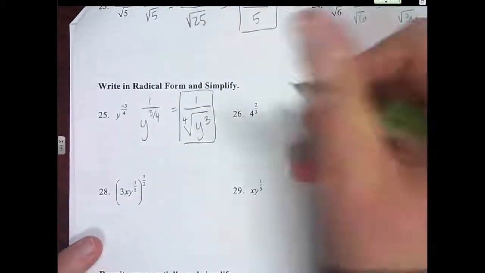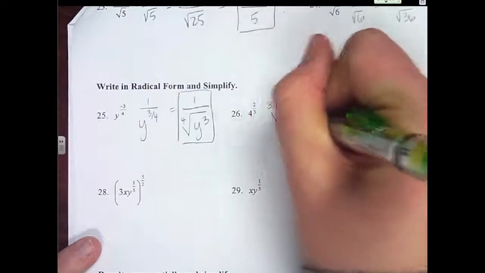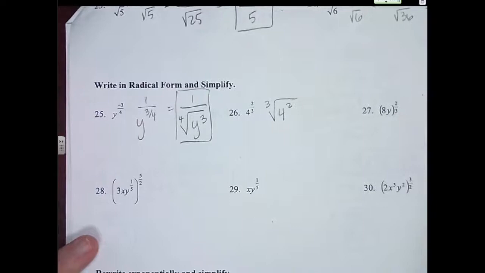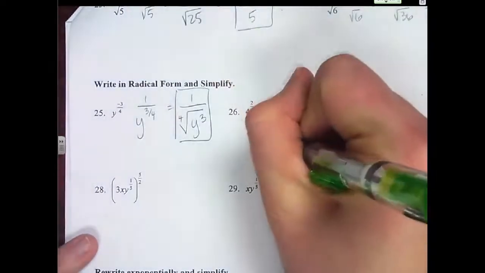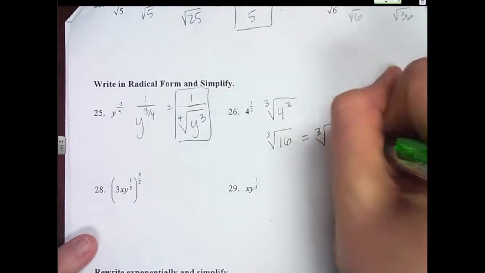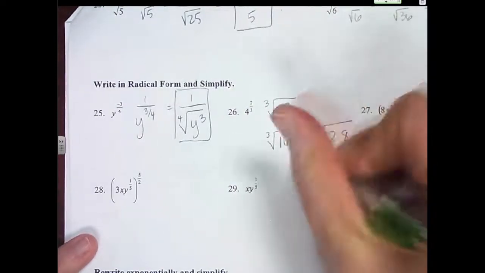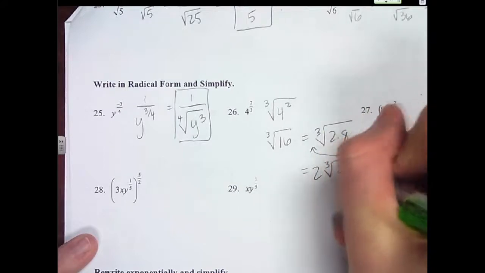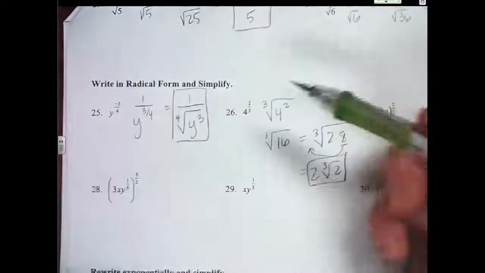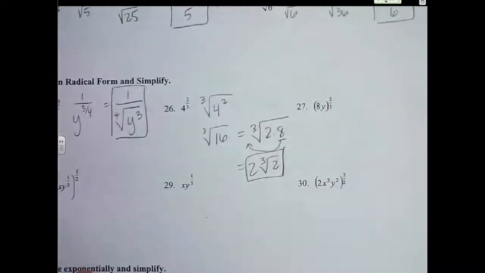Number 26, power over root. There's my root. There's my power. Can we simplify that? That's 16. Oh, that's an ugly one. Technically, you can simplify this. It's going to be 2 cube root of 2. That's pretty ugly, though. Most of the ones we did like this, the evaluating ones, I think they're on the back. Yeah, we'll get to some of those. That one's pretty ugly. Sorry about that.